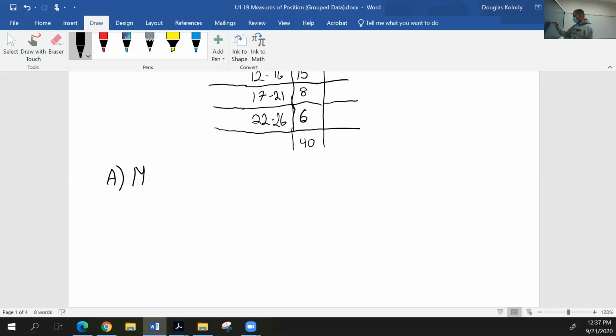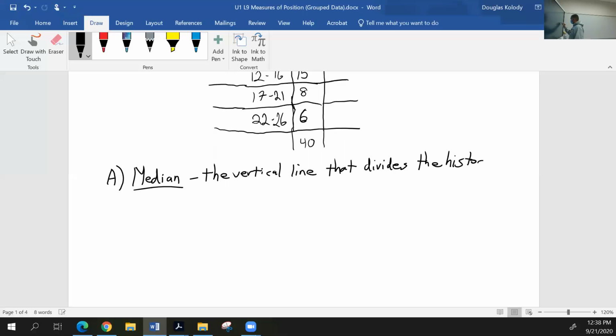The median. We know that as the middle piece of data. However, what I'm going to write here is that the median in terms of grouped data is the vertical line that divides the histogram into two equal areas.